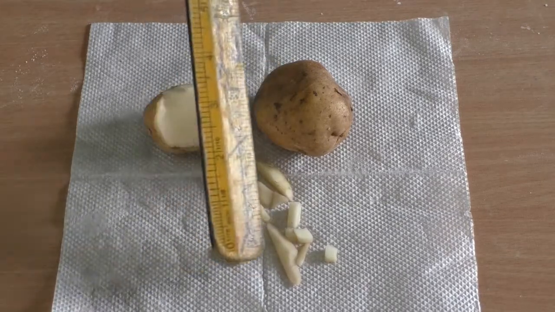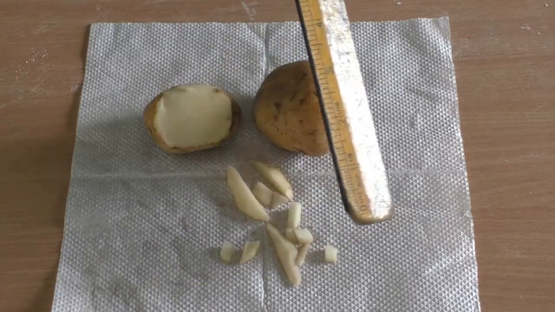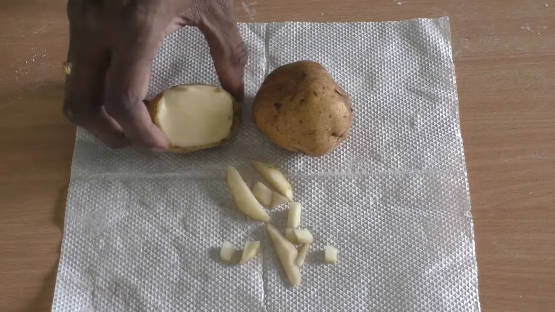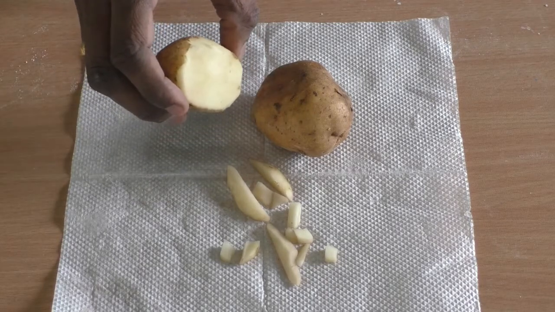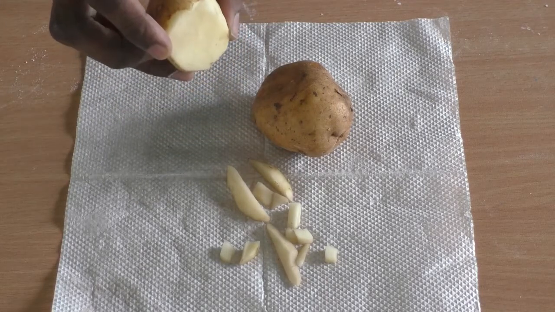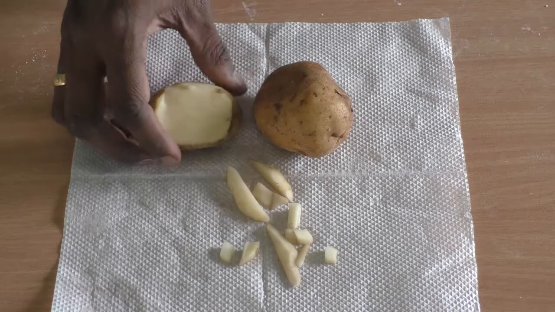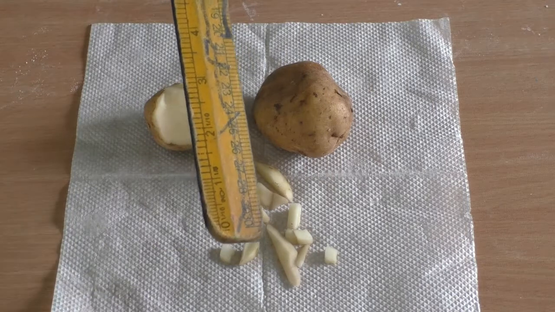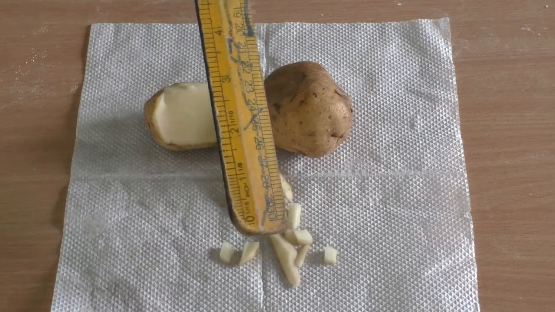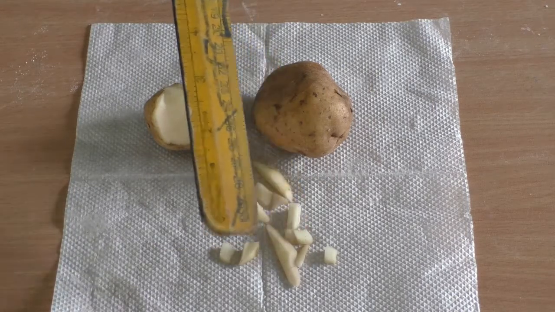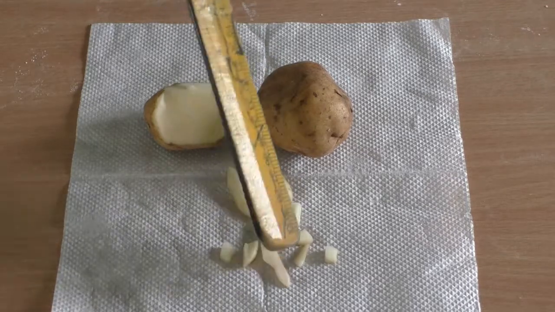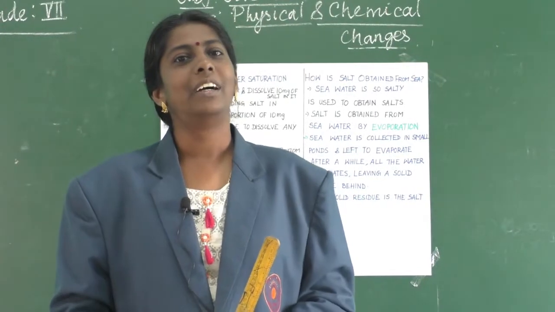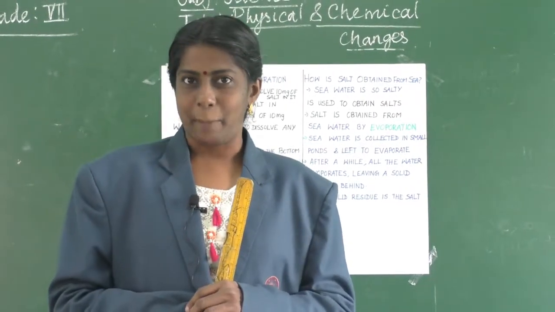So this activity you can try at your home. Just cut a small piece of potato and handle it carefully. Keep it separately for some time. Observe the result, do this activity, find that this oxidation has happened, and send the result to the email ID. Yes children, now we have come to the end of this chapter.